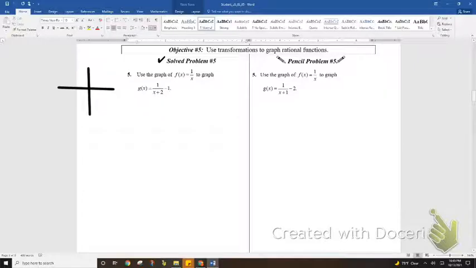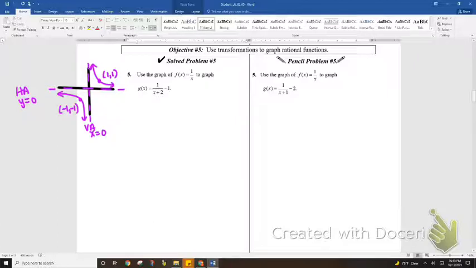it's going to have a horizontal asymptote at y equals 0. It's going to have a vertical asymptote at x equals 0. Its graph looks something like this. And it goes through the ordered pairs (1, 1) and (negative 1, negative 1).